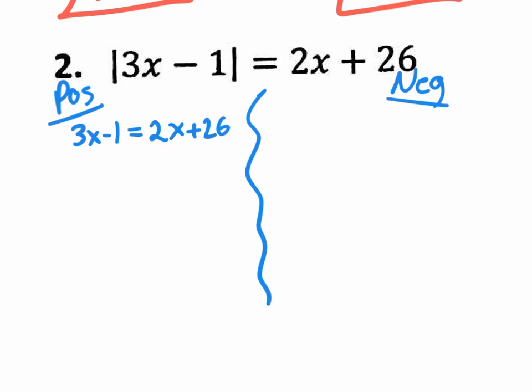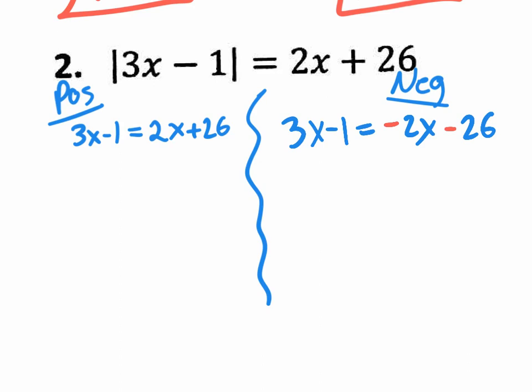So let's leave everything the way it is. The 3x minus 1 is still there. We're going to have an equal sign. Now here's where it changes to a negative 2x and also a minus 26 instead of a plus 26. So you have to change the signs of the right side of the equal sign. And now let's solve both.